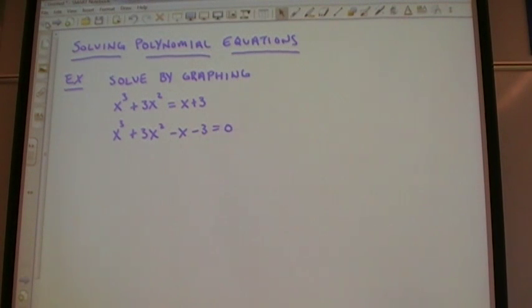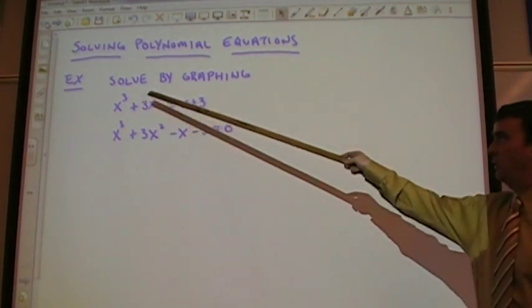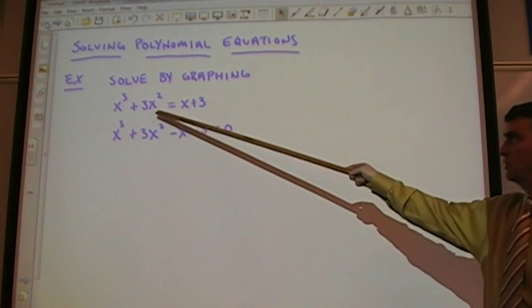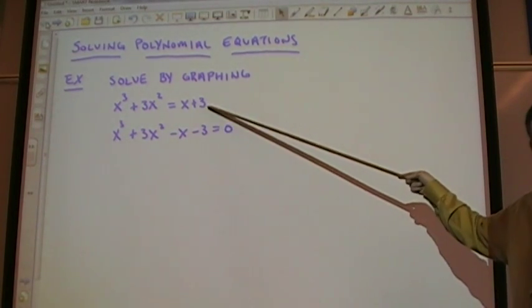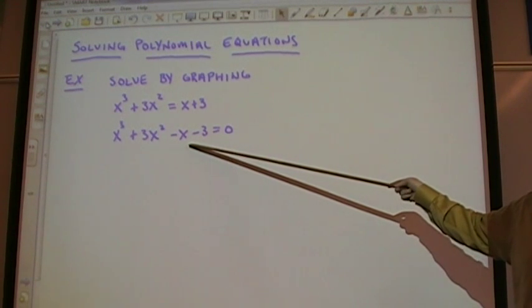And we are solving polynomial equations. The book teaches one method. It teaches to leave it in the form it's in. So if this is the example we're looking at, solve by graphing x cubed plus 3x squared equals x plus 3, they teach you to solve it like that. I'm going to teach you to put it in standard form and solve it that way.